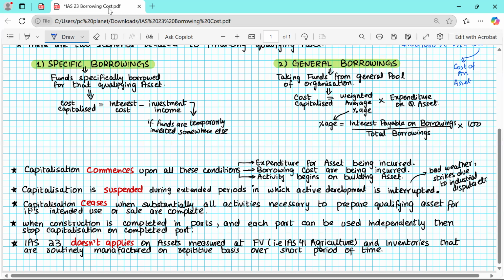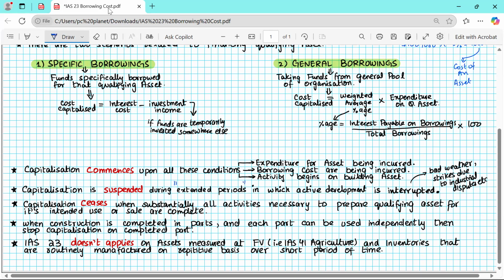Clear? Then, capitalization is suspended during extended periods in which active development is interrupted. Now, that is a very important point, that you can also suspend the capitalization during extended periods.